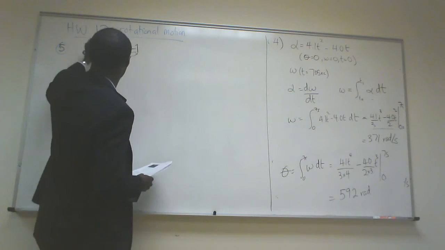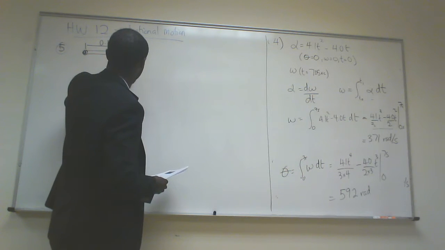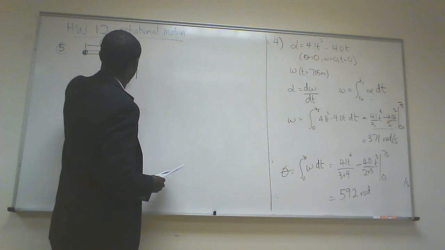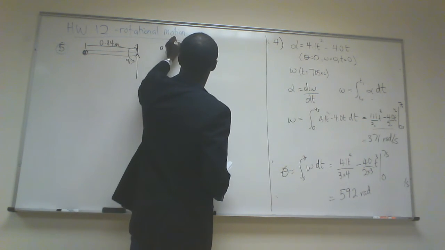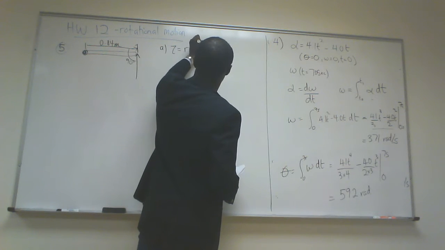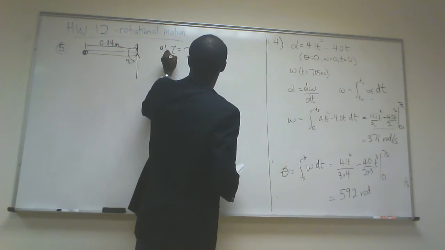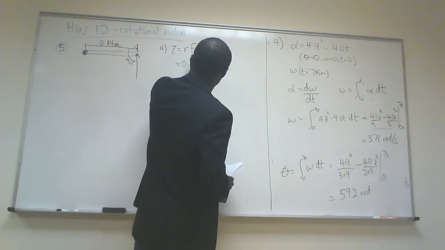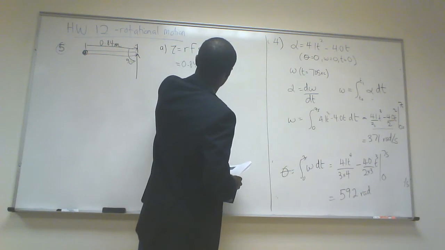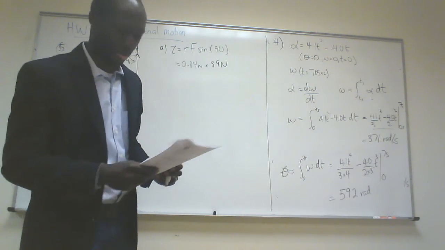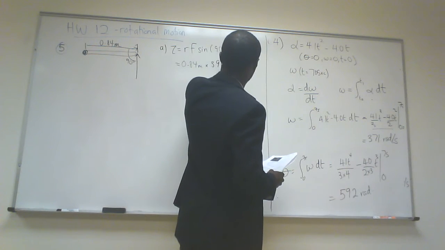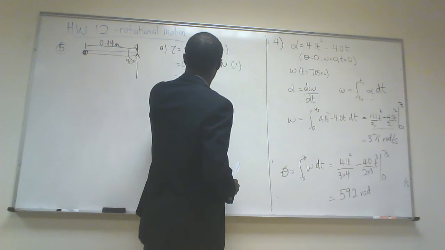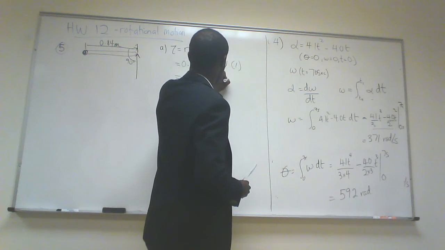And so we are asked to determine the magnitude of the torque if the force is exerted perpendicular to the door. So in the first case, this is R, and we are exerting a force at an angle of 90 degrees. So for part A, our torque is equal to R times F sine 90. And the radius is 0.84 meters. Our force is 39 newtons. And sine of 90 is 1. So we end up with a torque of 32.8 Newton meters.